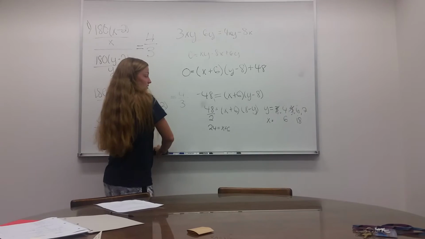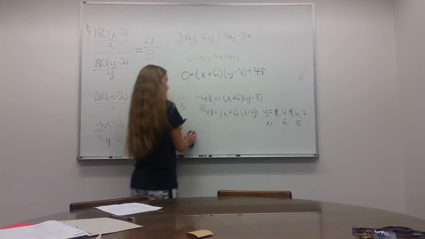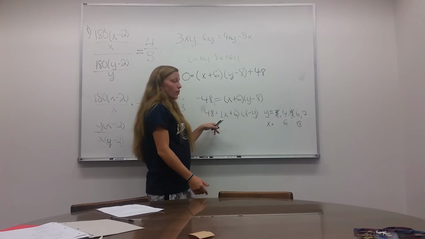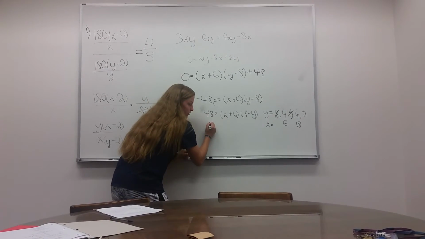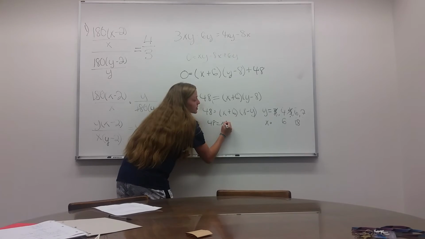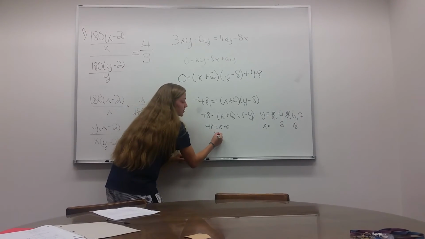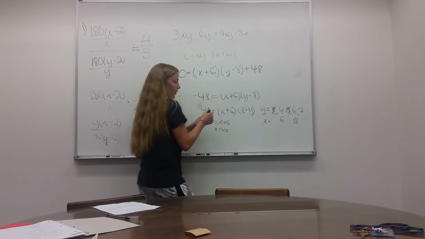So now we have our last number, which is 7. Which 8 minus 7 is 1. 48 divided by 1 is 48. So we're going to have 48 equals x plus 6. So then you're going to solve for x again. So you're going to have x equals 42 for this one.